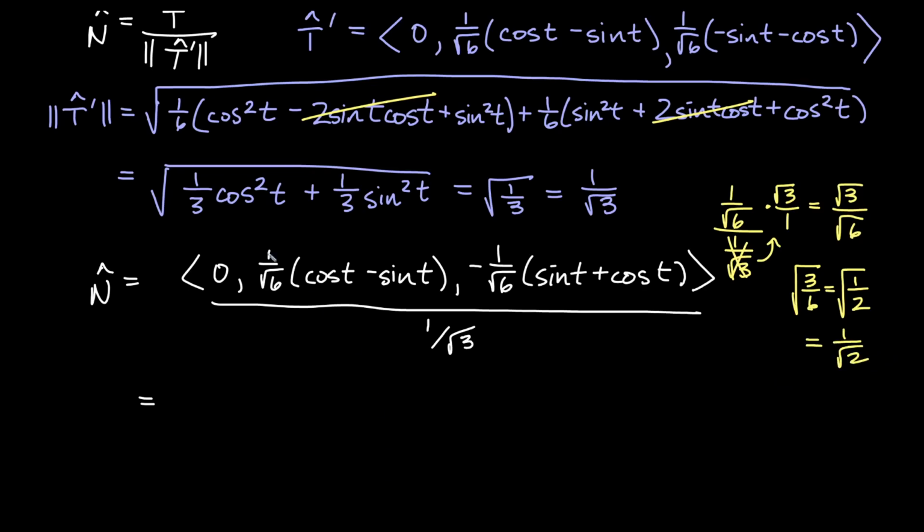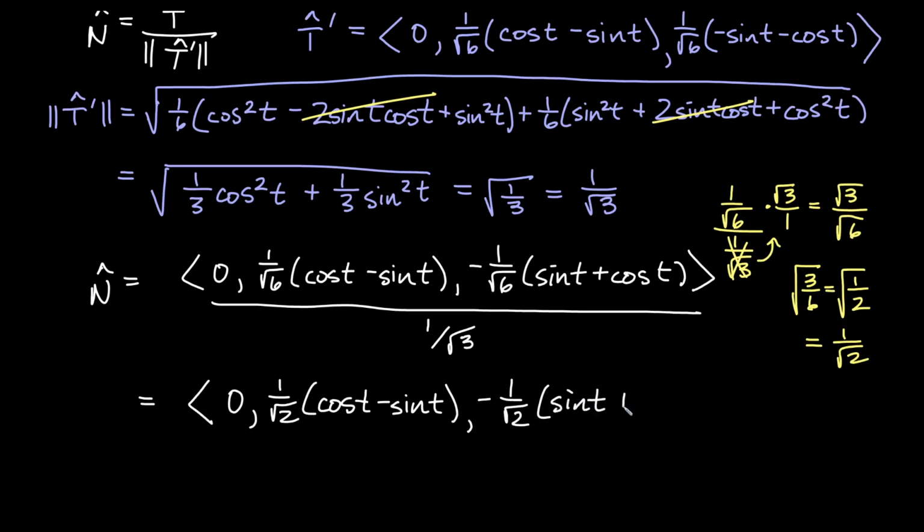So these numbers here are actually going to become 1 over root 2 once we divide by this 1 over root 3. So we'll actually get our n hat as 0, 1 over root 2 times our quantity cosine of t minus sine of t. Here we'll get negative 1 over root 2. This one will be sine t plus cosine of t.